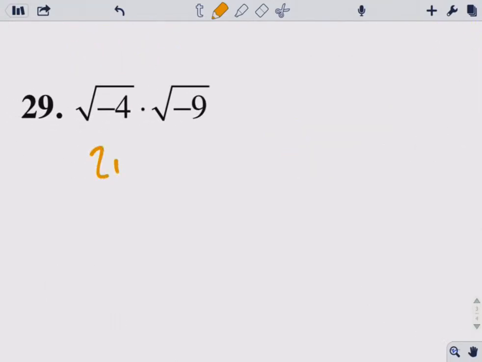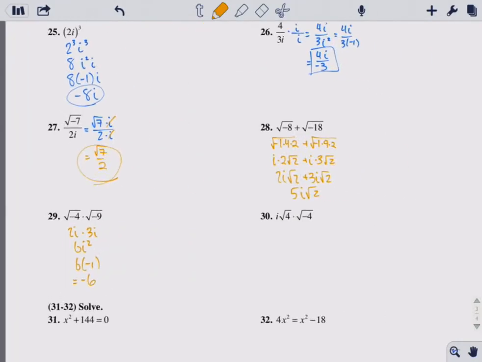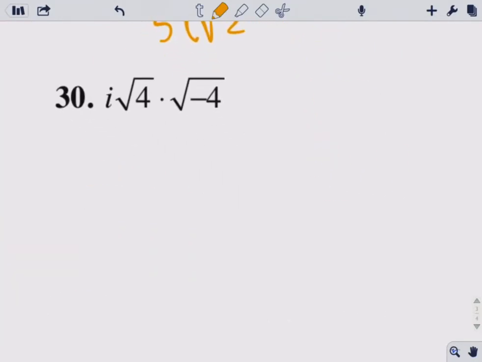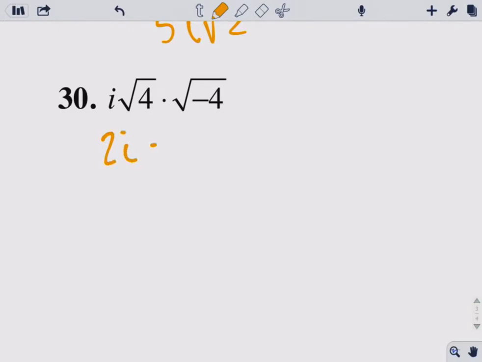So I get 2i there times 3i there gives me 6i squared, which is 6 times negative 1, which is negative 6. Square root of 4 is 2. You get an i. Square root of negative 4 is 2i. 2i times 2i is 4i squared. i squared is negative 1, so I'll get negative 4.